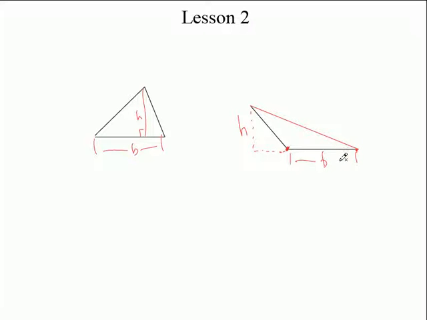Got it? So again, it's just 1/2 the base times the height. You find the base, find the height, multiply them together, take half of it, and you're good to go. That's all review.